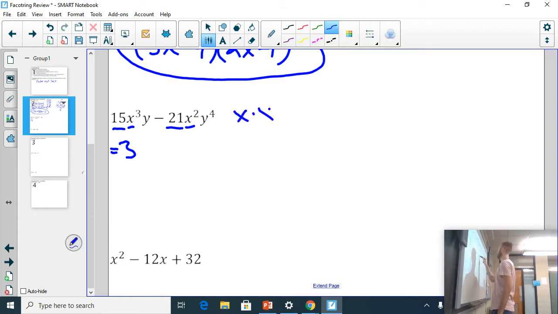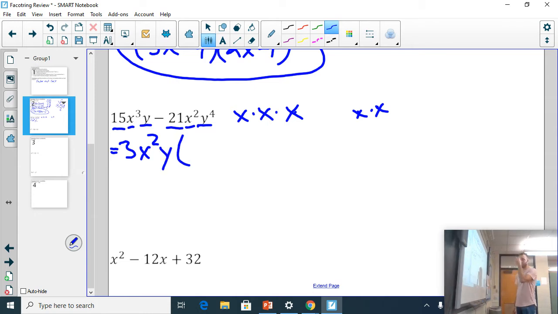x times x times x. And then x squared just means x times x. So they both share 2 x's, so I can bring out an x squared. And then similarly, this one has a single y, and this one has 4 of them multiplied together. So the most they share in common is the single y.